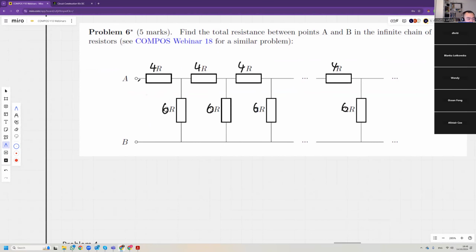And the question is, if you connect that to a circuit, what is the resistance? That's what we're trying to answer. So if the current flows here, how much resistance does it experience going from A through the resistors and to B? And the idea is that there's an infinite number of these resistors.